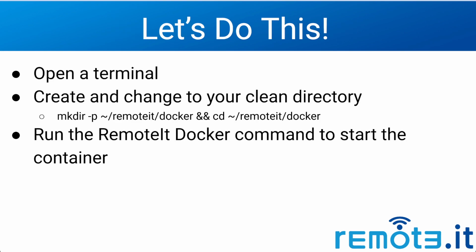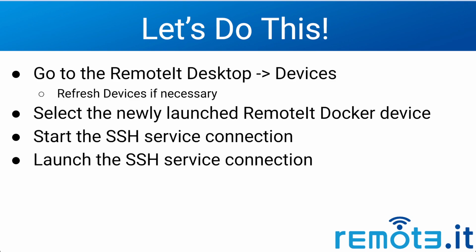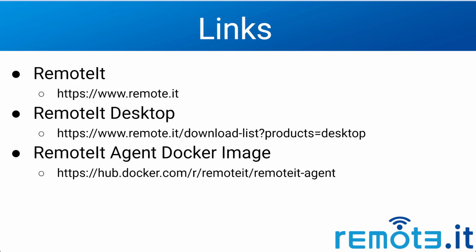We opened a terminal. We created and changed to a clean directory, in my case, Remote.It Docker, which was already there. We ran the Remote.It Docker command to start the container that we got from the Remote.It desktop. Afterwards, we went to our desktop, to the devices section, and we refreshed the devices in our case to see the new device. We selected a newly launched Remote.It Docker device, we started the SSH service connection, and then we launched the SSH service connection. And that's it.